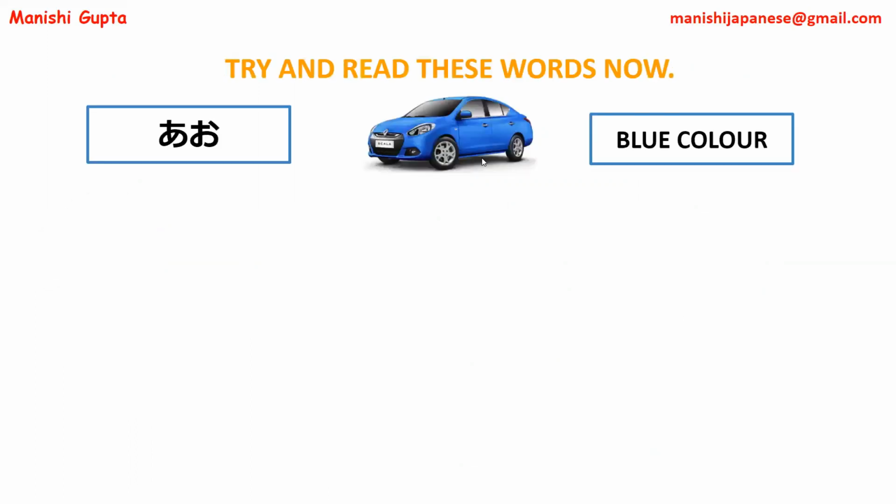Now let's try to read some very small words, not long words, but just small words. So the first picture you can see, there's a word in Hiragana which we just did, and the meaning is blue color. So take 1 or 2 seconds maybe and try to read this word, and then I'll show you what the pronunciation is. Okay, so it's ao. Ao is the word for blue color.